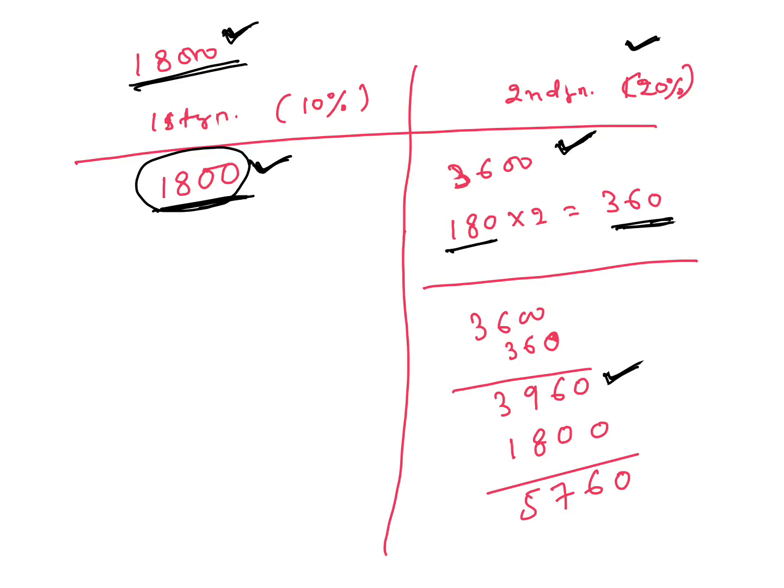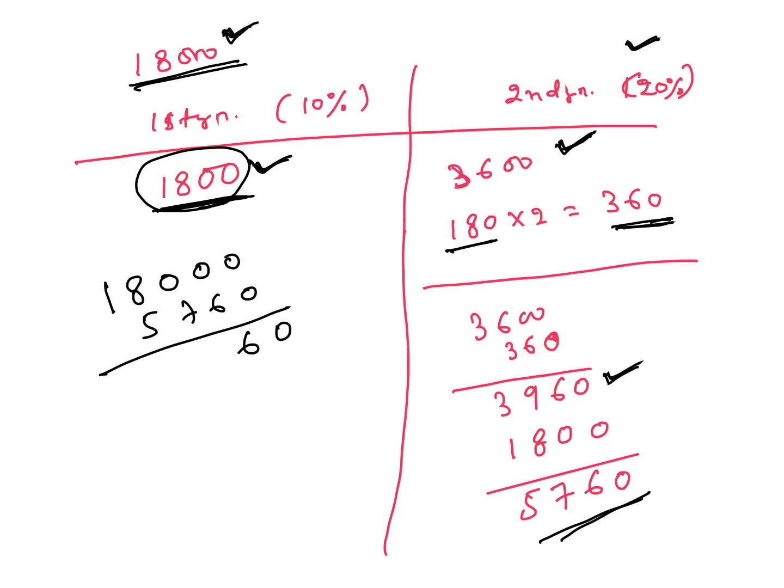Total population, 18,000 plus 5760, you will get 23760. Same answer you will get.